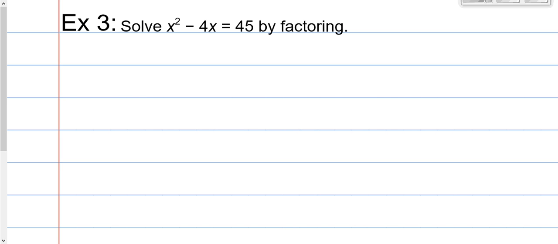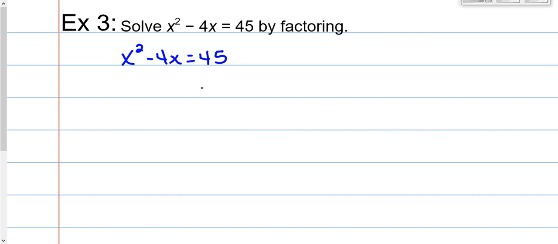Okay, so we are continuing 4.1. This will be part 2, starting with example 3. Solve x squared minus 4x equals 45 by factoring. So we have x squared minus 4x equals 45.